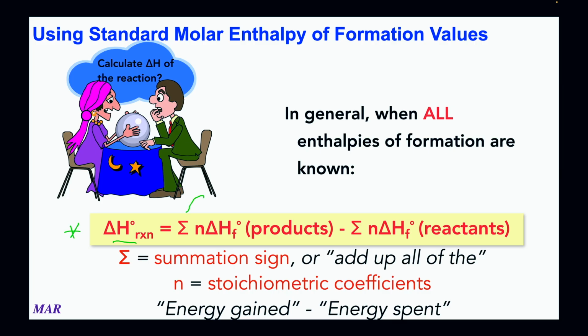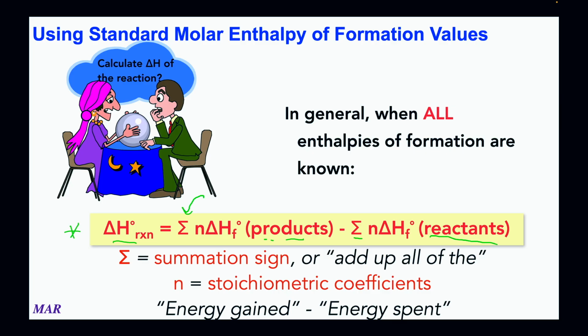This is the summation sign. It's a capital sigma, I believe, and that just means add up all of them. So you want to add up all of the heats of formation that are products and subtract from it the summation, the sum of all the enthalpies of formation that are reactants. I'll show you an example of what this means.